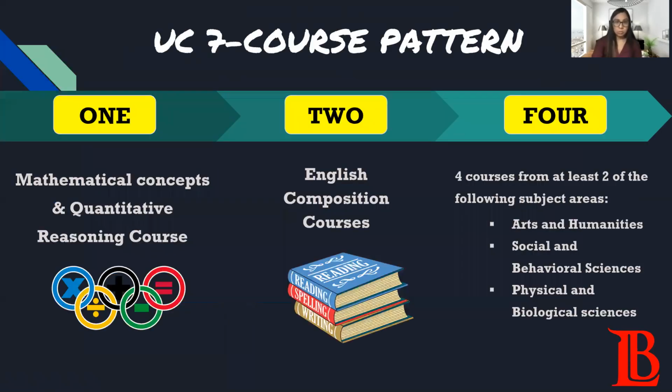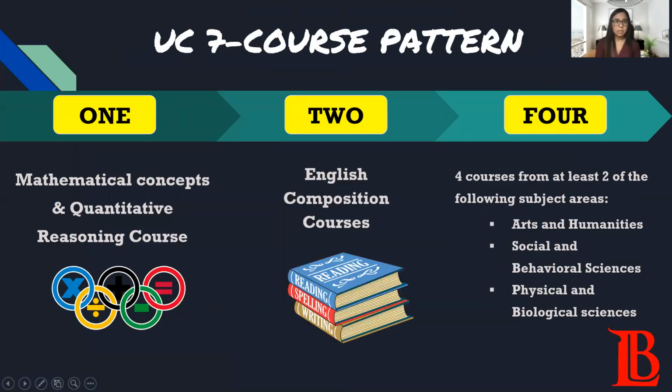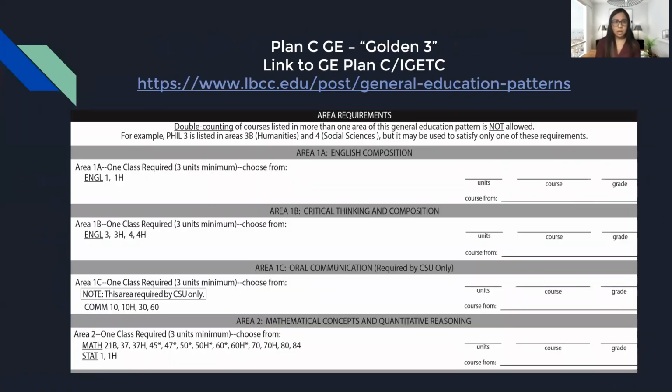So as we move on over to the next slide, this is the UC 7-course pattern that I just talked about right now. So I'm just gonna review it, and if we can go over to the next slide again, thank you. As you can see, it says we need 1 mathematical concepts and quantitative reasoning course. We need 2 English composition courses, and we also need 4 courses from at least 2 of the following subject areas: arts and humanities, social and behavior sciences, physical and biological sciences.